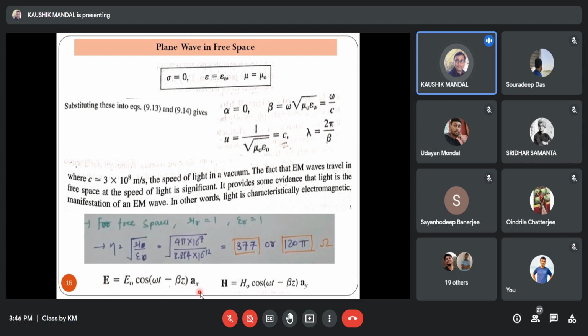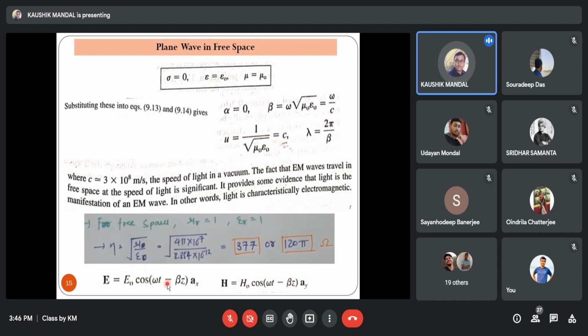So what will be the equation of electric field? Once again, as sigma equals 0, alpha becomes 0. So once alpha becomes 0, the e to the power minus alpha z term, which is present in both the electric field and magnetic field equations for a particular medium, becomes 1. So E equals E0 cos(omega t minus beta z) in the x component, ax. H equals H0 cos(omega t minus beta z) in ay.